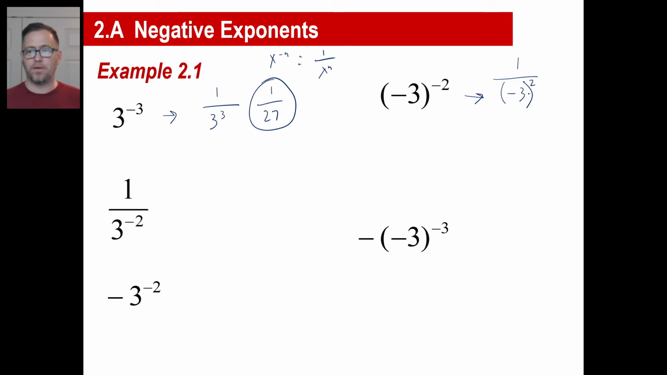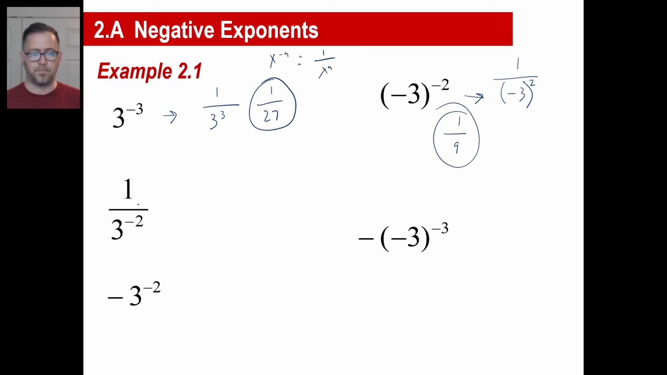Well, what is negative 3 to the 2 power? That means the entire stuff in the parentheses is going to be multiplied by itself twice. Well, what is negative 3 times negative 3? Well, it's positive 9. So the answer to this is 1/9, the positive 9 down there.